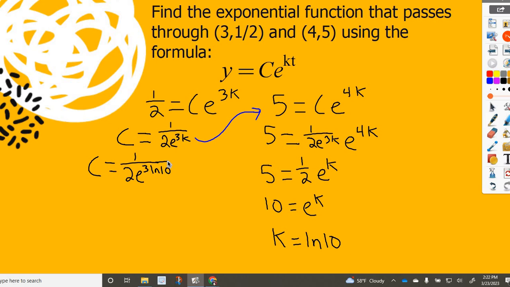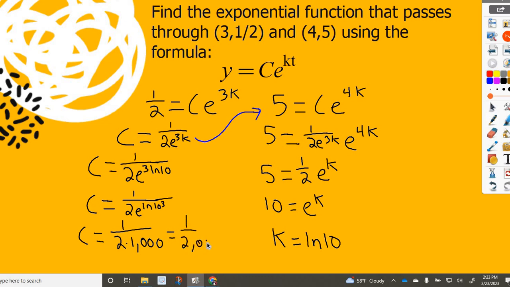Can that be simplified any? Absolutely. You can bring the 3 up so we get 10 to the third, and then my e and my natural log can reduce. What is 10 to the third? 1,000. So 1/2,000.